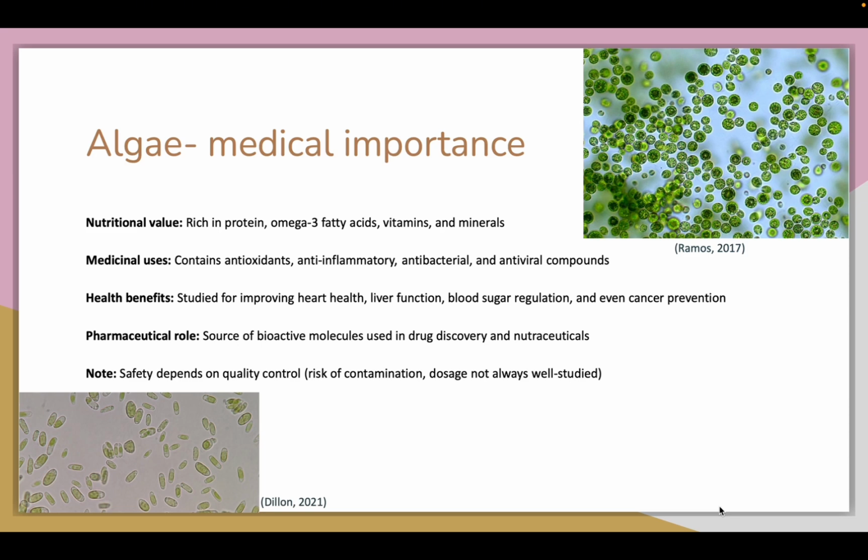Note, safety does depend on quality control. There is a risk of contamination. Dosage is also not always well studied.